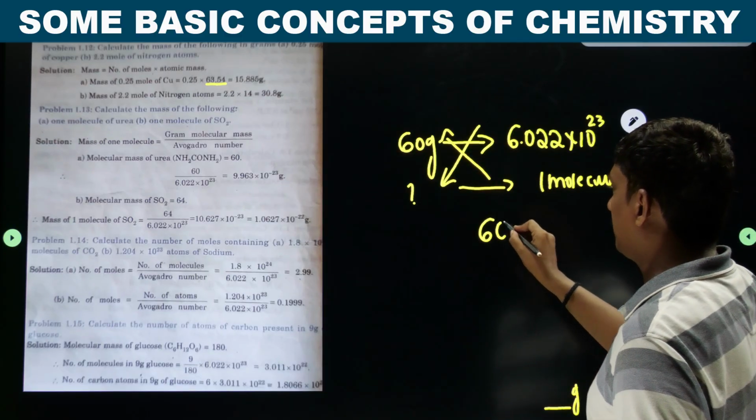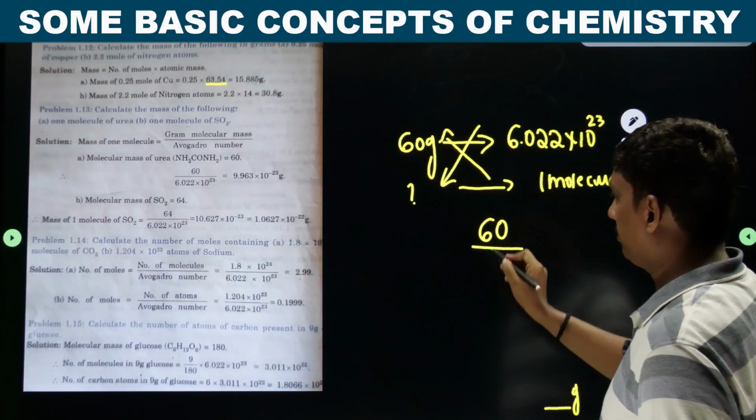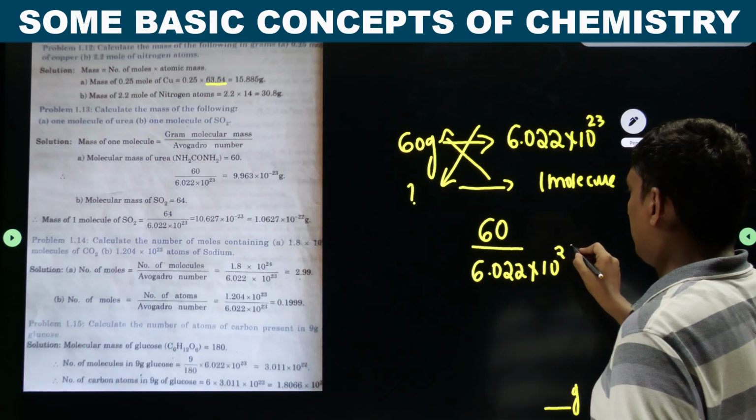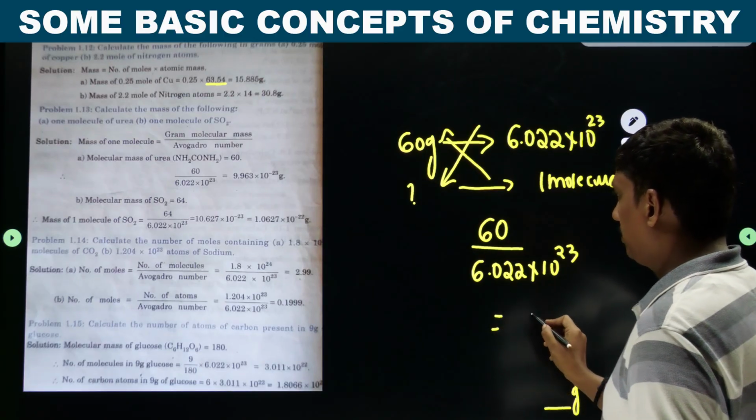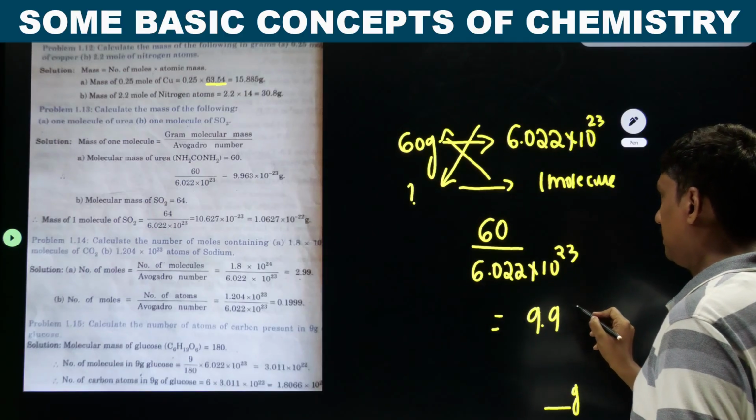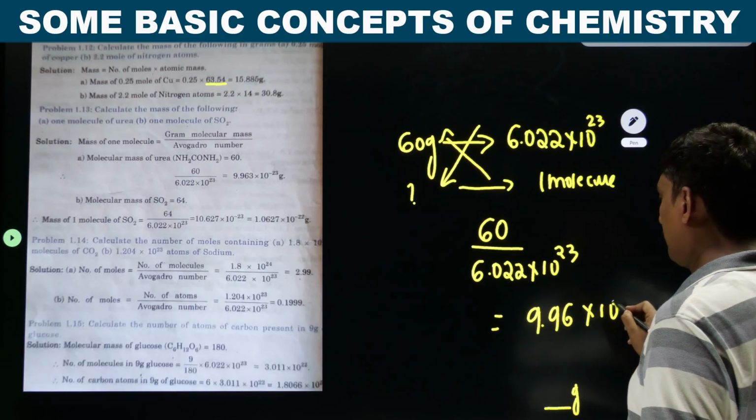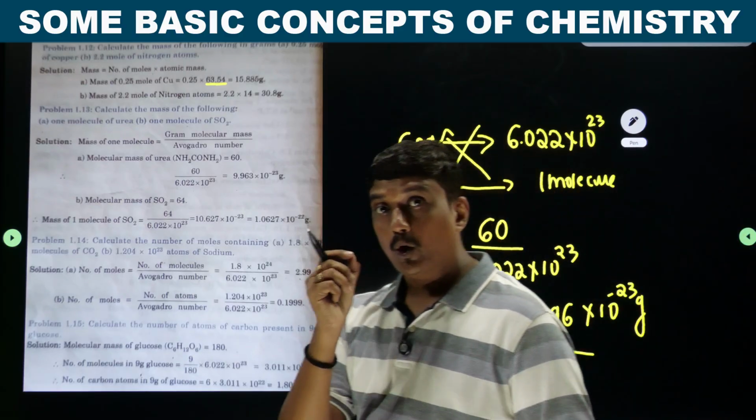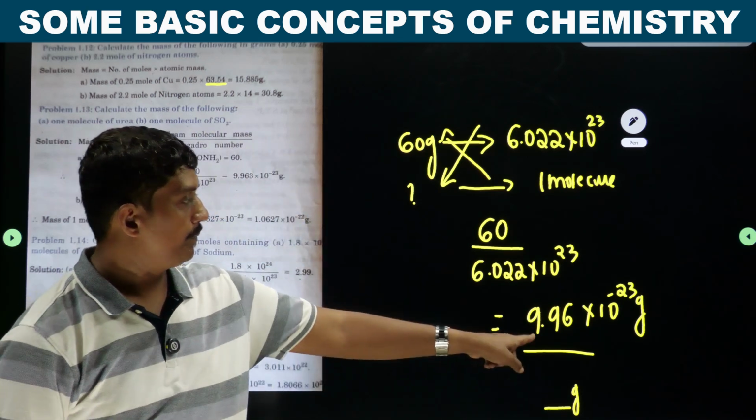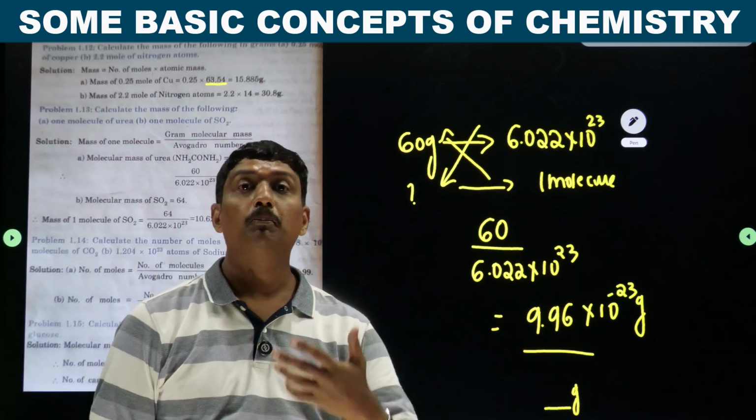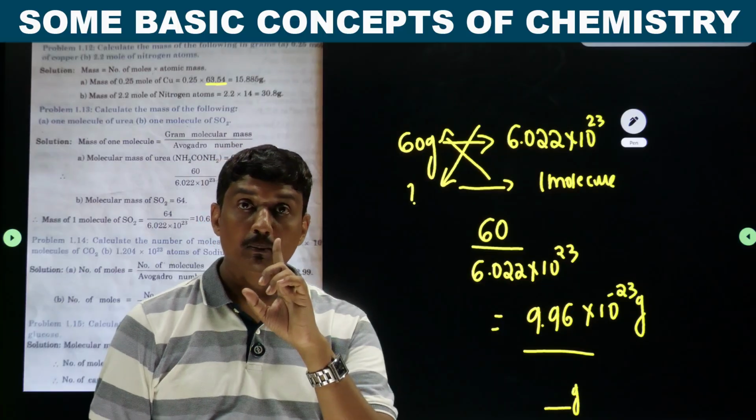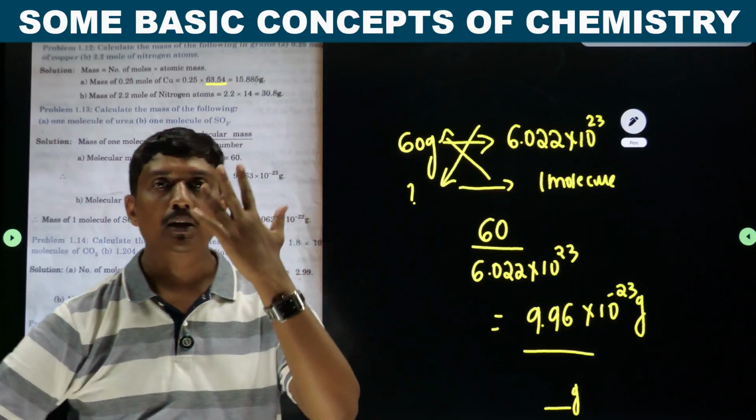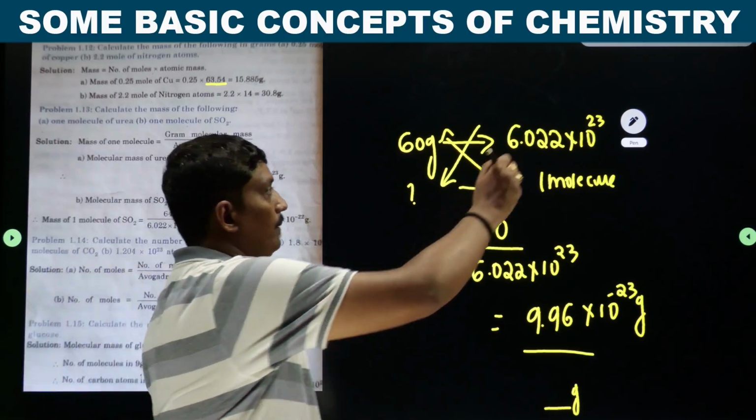60 grams divided by 6.022 into 10 to the power 23, which is equal to 9.96 into 10 to the power minus 23 gram. The mass of one molecule of urea is 9.96 into 10 to the power minus 23 gram. So this is the meaning of mass of one molecule. Let us take another example.